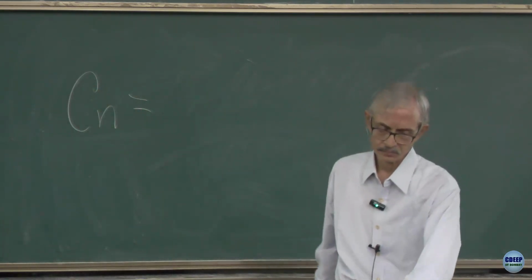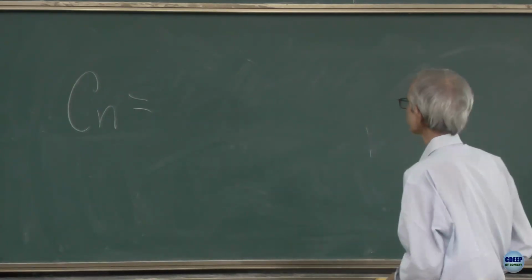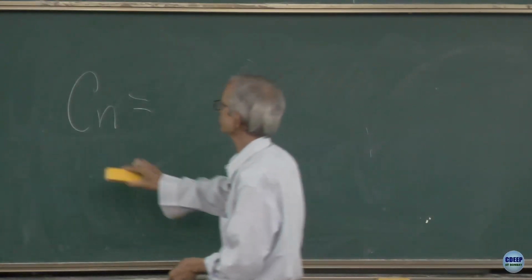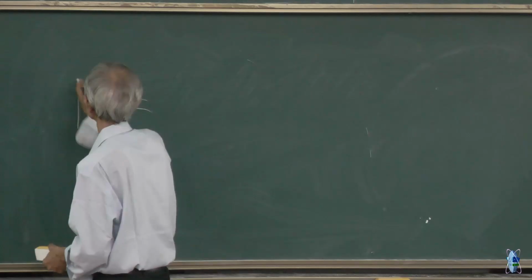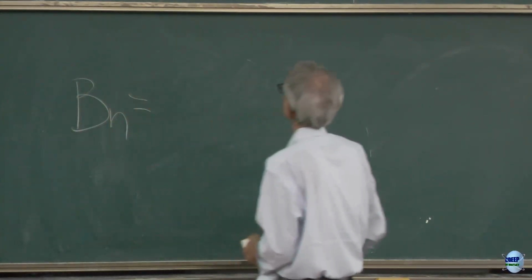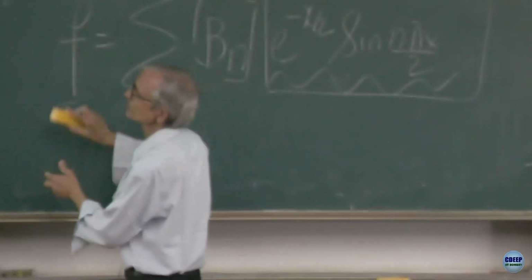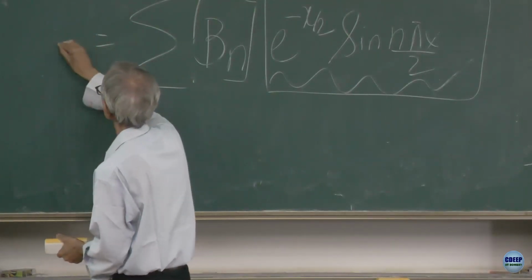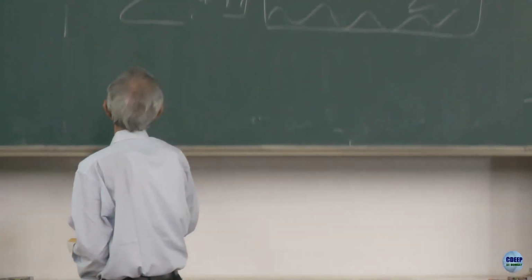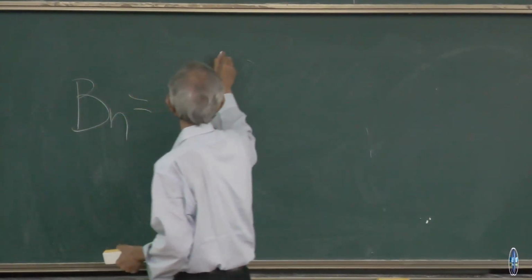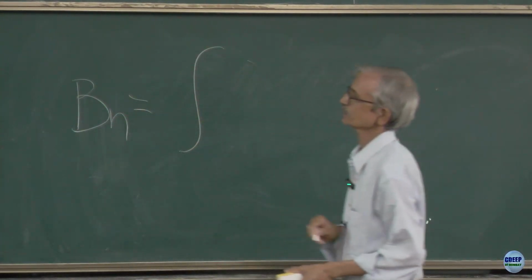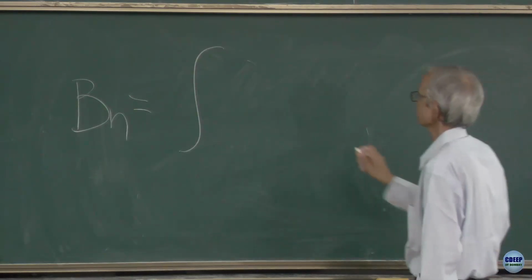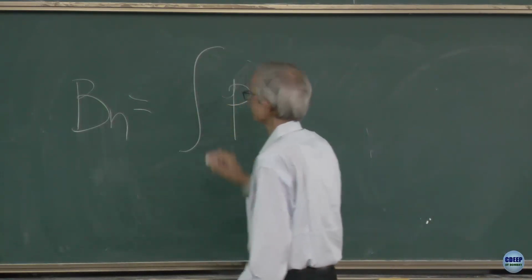Cn is equal to, okay, that's Bn, hardly matters. So Bn, so any function, so Bn is going to be equal to what? Integral of P times what now?